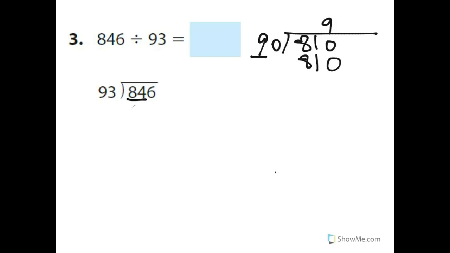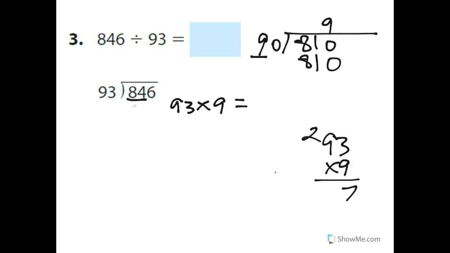So I'm going to do 93 times 9. Well, what is that going to be? 9 times 3 is 27. 9 times 9 is 81. 81 plus 2 is 83. So 837. That's pretty close, isn't it? That is really close.